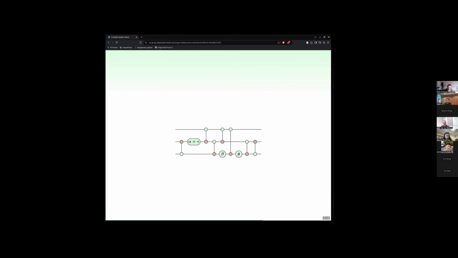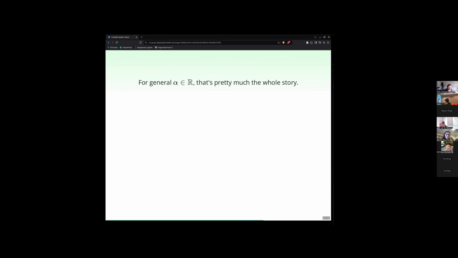And I can then re-extract a circuit, or you can do this thing called phase teleportation to really just move the phases around in the original circuit. Okay, so there's many things you can do with phase gadgets in circuit optimization. But in fact, something that we showed last year is that if I want to consider general alphas, so arbitrary parameters, this is pretty much the whole story. I mean, gadget fusion is basically the only optimization that works for arbitrary values of alpha. Okay, so this whole kind of continuous family of gates.